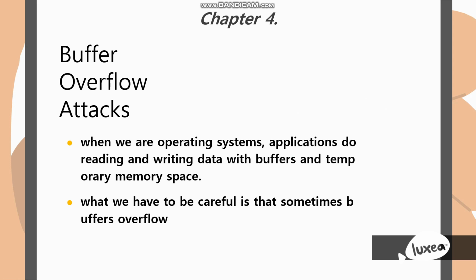So when we're operating systems, applications do reading and writing data with buffers, temporary memory space. Buffers are very important in communication. So what we have to be careful about is that sometimes buffers overflow, because incoming data can be stored in unexpected memory locations if it is beyond its limitation. Well, so if hackers send larger data than our device expected, overflowing will eventually happen.